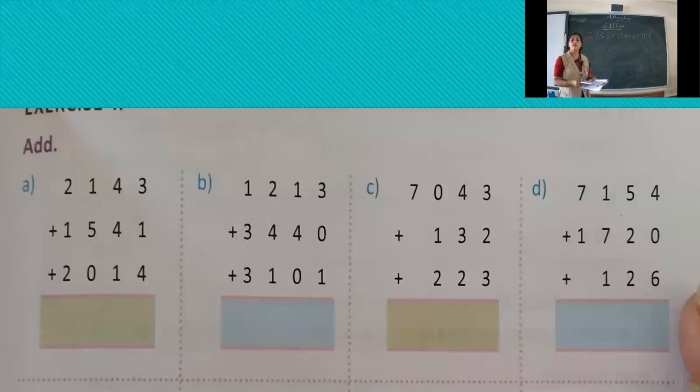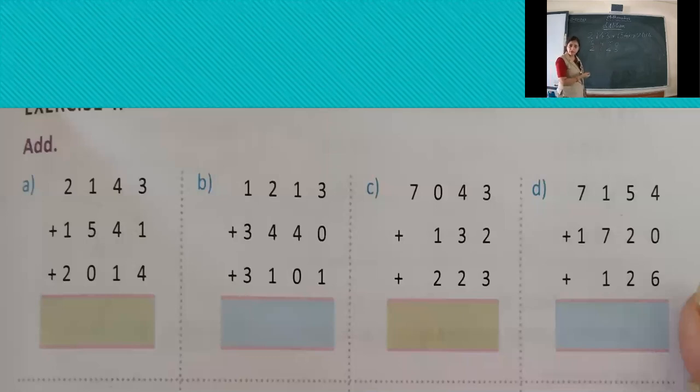So what will you do? First of all, you will arrange them in columns. When I'm arranging, I'm writing here ones, tens, hundreds and thousands. Can you see, 4-digit numbers means it will come till thousands place. Now I'm writing here 3. 3 is at ones place, so I'll write here 3. 4 is at tens place, so I'm writing 4 here. 1 is at hundreds place, I'm writing 1 here. And 2 is at thousands place, so I'm writing 2 here.